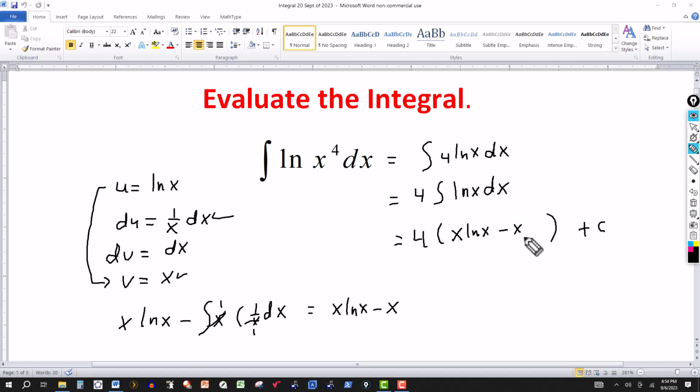And that's pretty much your answer. You can multiply it through here. Multiply by 4, we get 4x ln of x minus 4x plus the constant of integration.